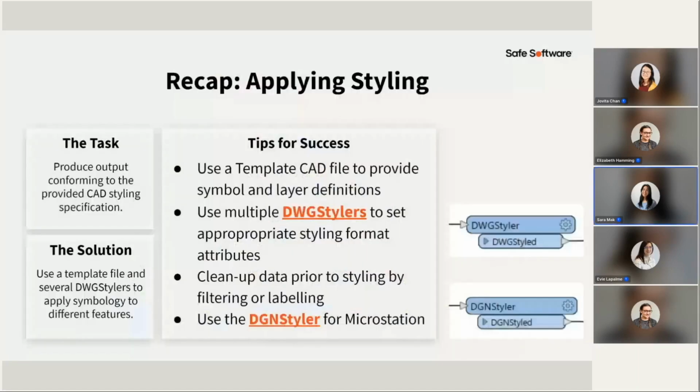All right, so to recap this demo, we took some GIS data and some DWG stylers to apply symbology. We made use of a CAD template to provide some of the layer definitions, and we did some minor filtering and labeling just to make our styled output a bit more clear and more relevant to what we wanted to show. And lastly, as I mentioned, there is also a DGN styler if you're working with MicroStation. It works pretty similar to the DWG styler. It does the same thing, but just a little differently.